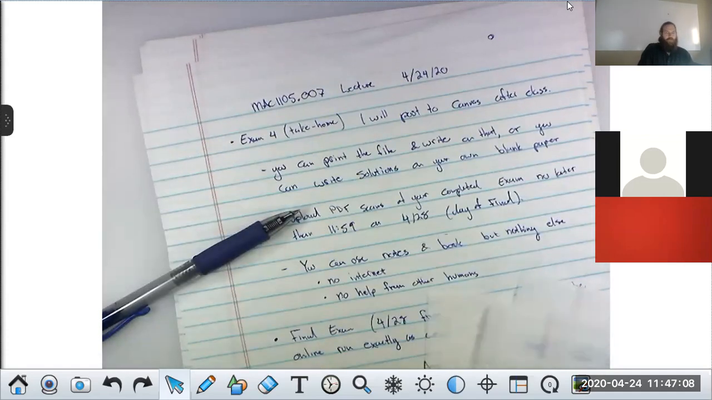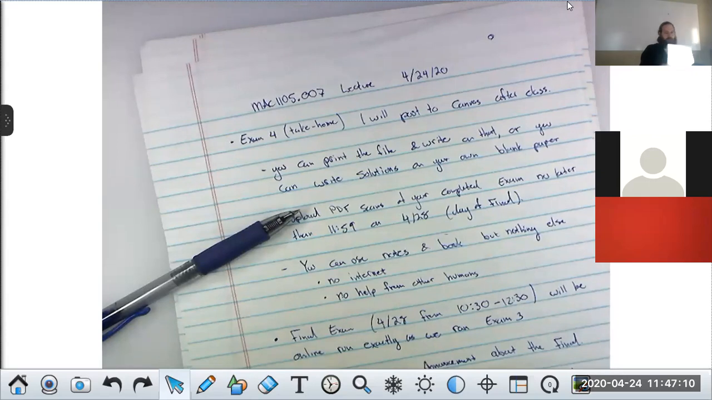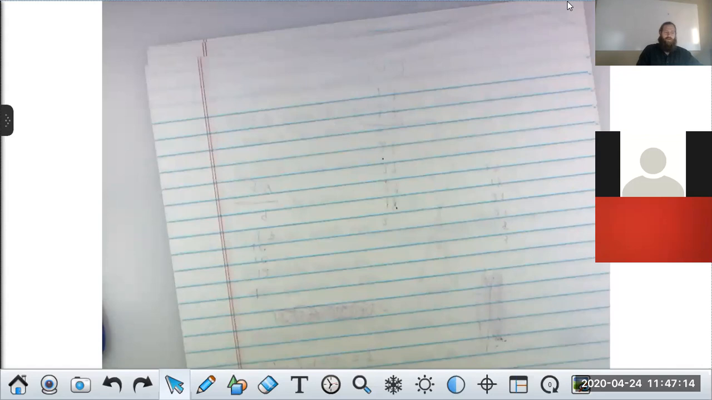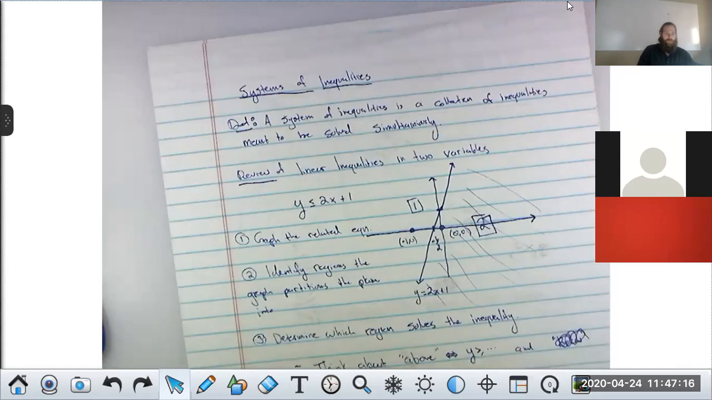If I don't specify the method, you can do whatever you want. Yeah, solving by graphing, though, is not really a solution method. I mean, you can guess like that, but it's still just a guess.